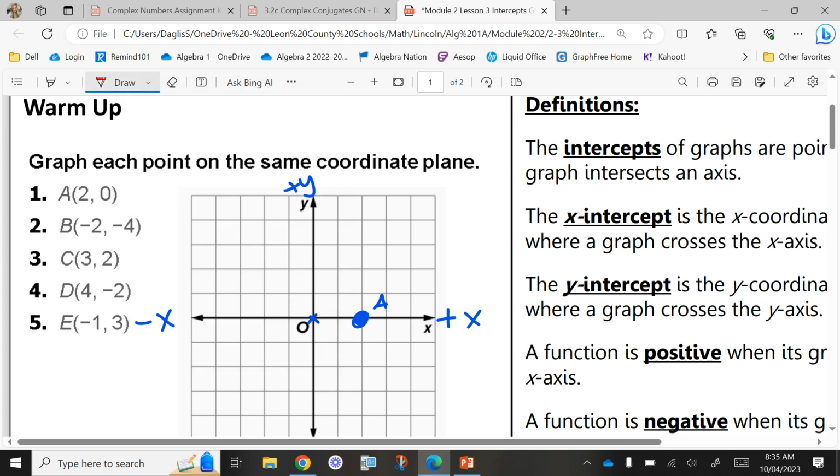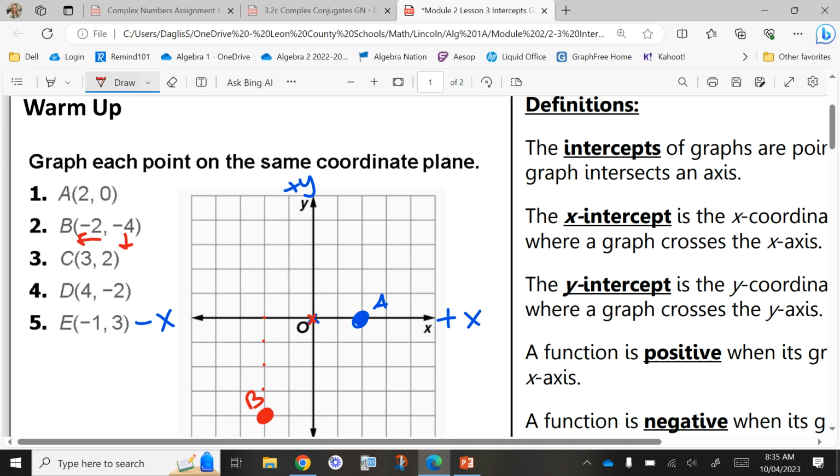All right, point B. How am I going to get there from the origin? Starting at the origin. Left 2 and then down 4. 1, 2, 3, 4. Here's our point B. So this negative 2 was left. This minus 4 showed me down.